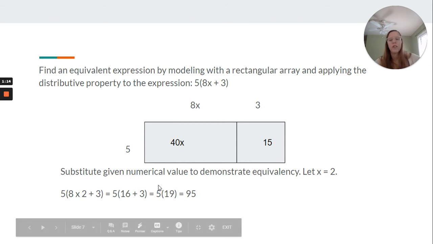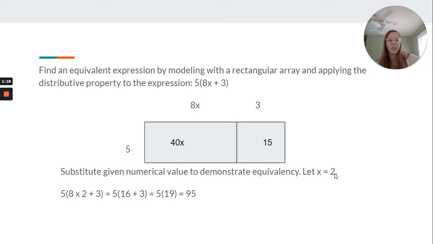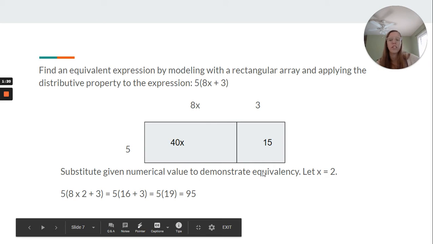So it says substitute. Now we're substituting a given numerical value. So that's going to be this 2 to demonstrate equivalency. So if we put 2 in for x here, we have 5 times 8 times 2 plus 3. So then 5 times 16 plus 3, 5 times 19 is 95.